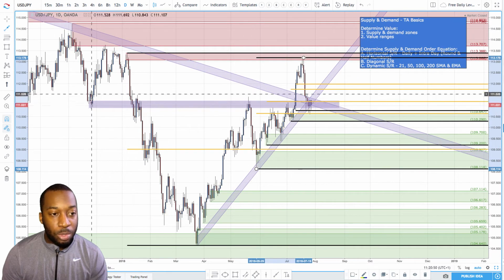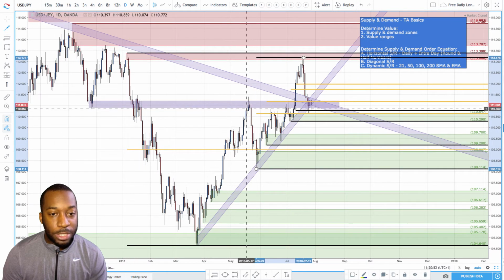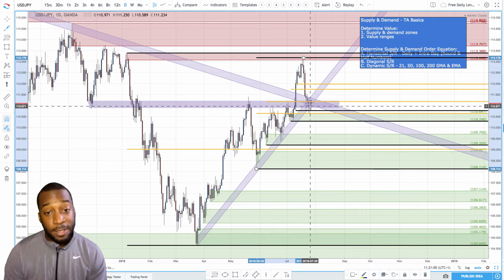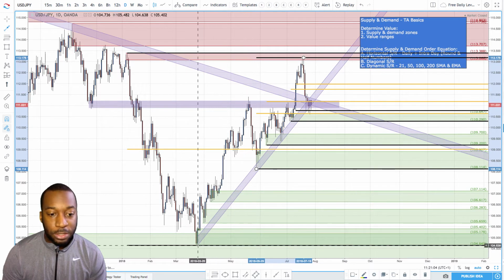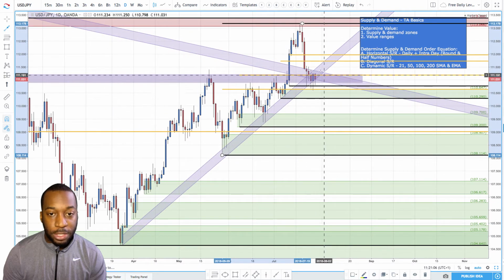So daily, we've got 1, 2, 3 touches of this level, 4 touches. This is going to be support, support, resistance, resistance, and now we could potentially have support. So we've got support and resistance traders here, right? Then we've got diagonal support and resistance, things like trend lines, right? Traders who trade trend lines.